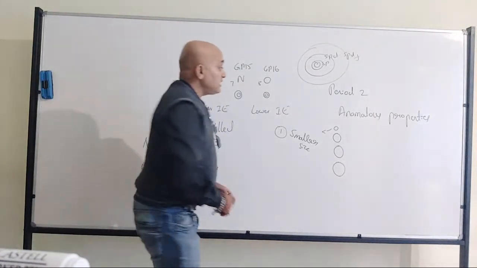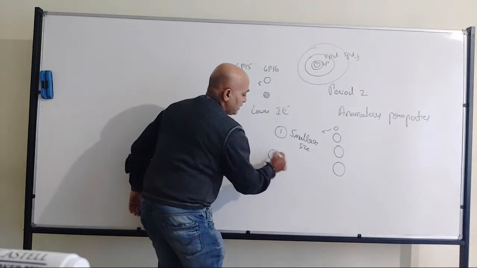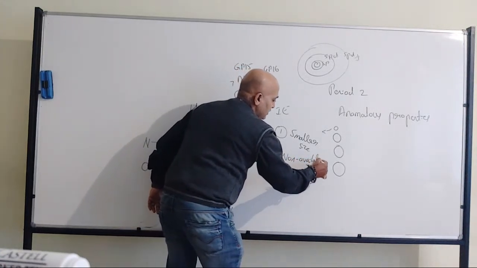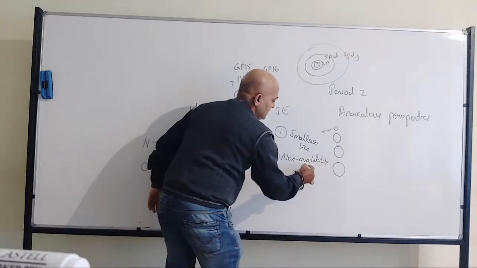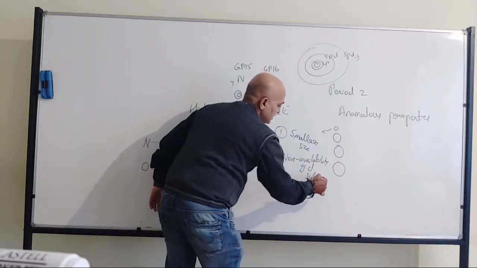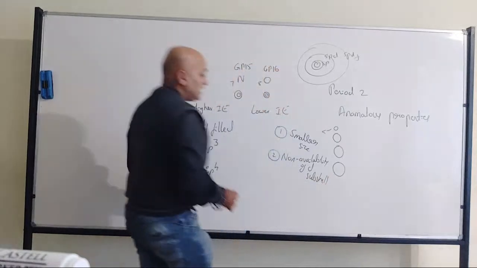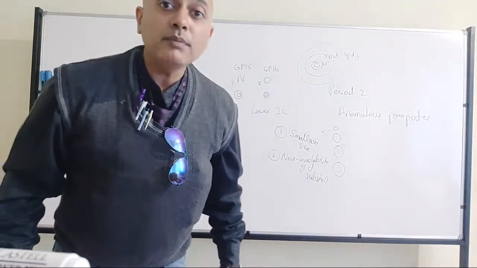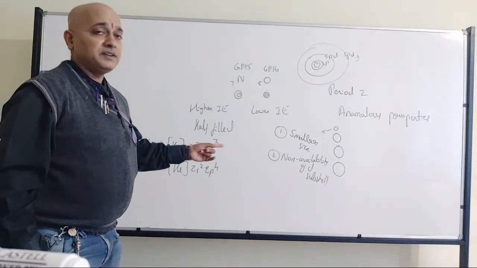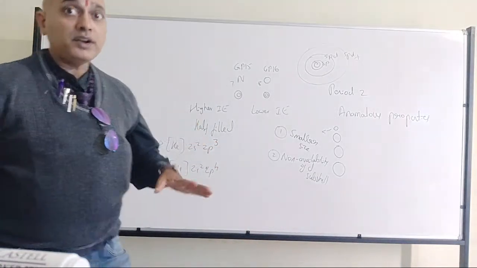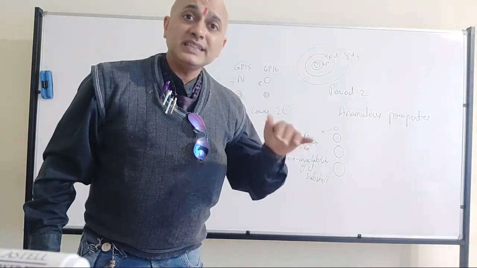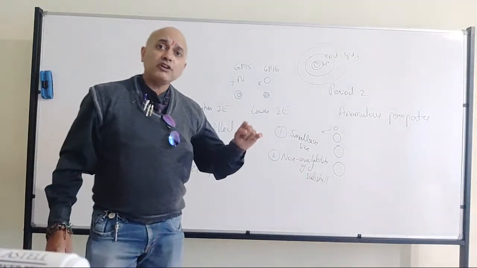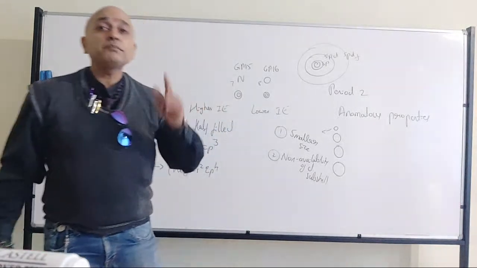So that is another reason: the non-availability of the D subshell. That is another reason why period number 2 elements will have the anomalous property. This one is important because this concept is present in periodic classification also, and the same concept you are going to discuss in S and P blocks also.